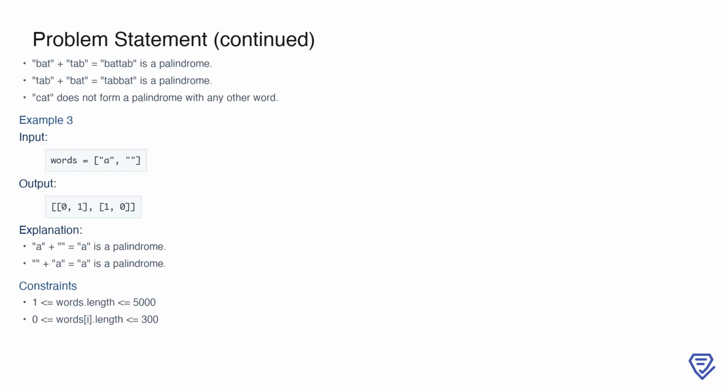The output is [0,1], [1,0]. Here, the empty string acts as a neutral element, such that concatenating it with a results in a palindrome. Similarly, a and the empty string also form a, making both index pairs valid.